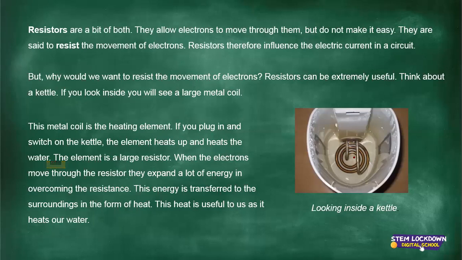So when the electrons move through the resistors, they expend a lot of energy in overcoming the resistors. And this energy is transferred to the surroundings in the form of heat. So by this transfer of energy, it gives off heat. Now the water is getting very hot, so this is heat, and this heat is useful as it heats up the water. So we need heat to heat up the water, and it is done through the flow of electrons in a circuit.